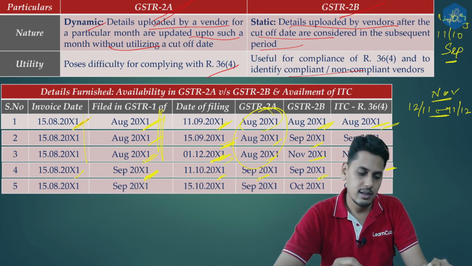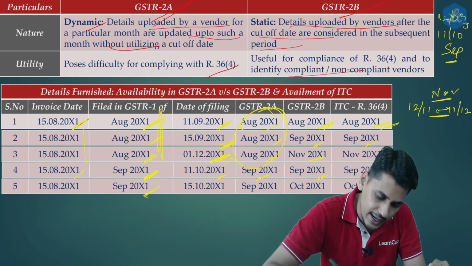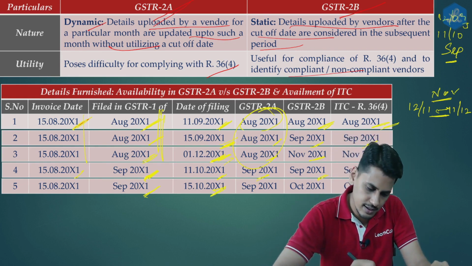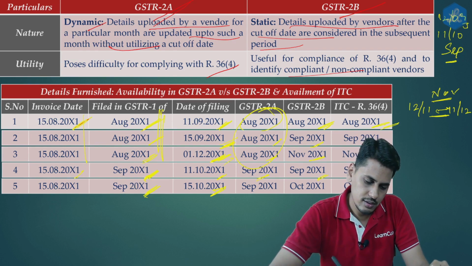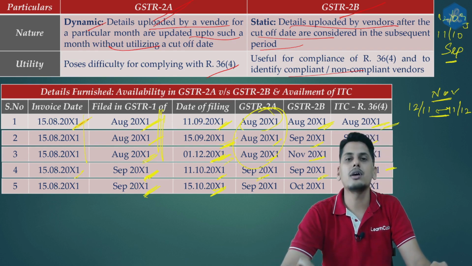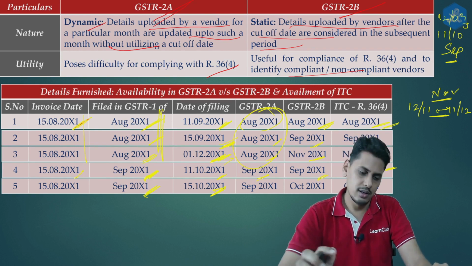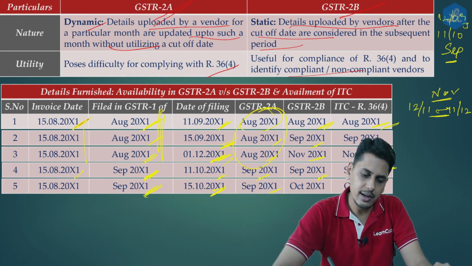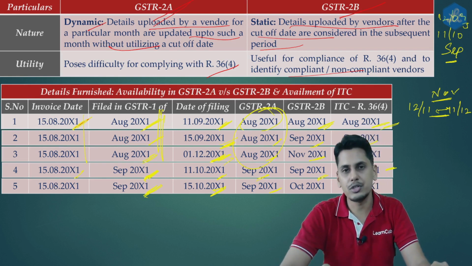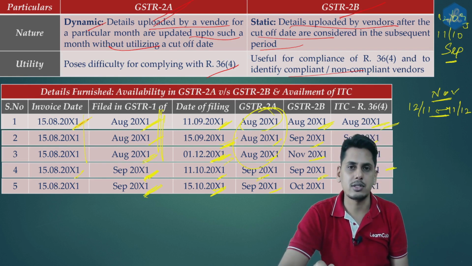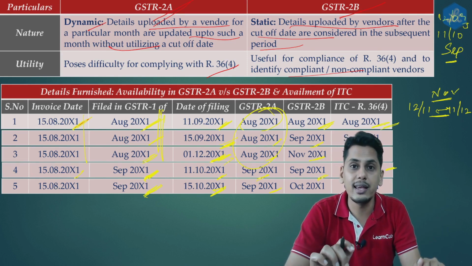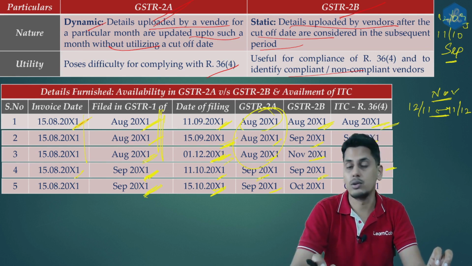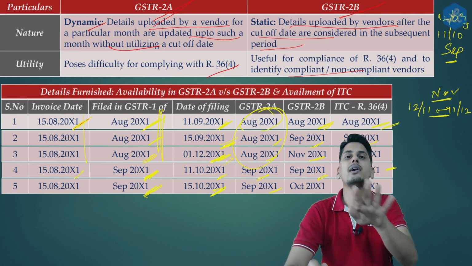Invoice dated 15th of August, omitted to be filed in August month's GSTR 1. It is included in GSTR 1 of September, which is filed on 15th of October. First question, very simple. It was filed in GSTR 1 of September. It will appear in 2A of September. Now we have to check whether it will appear in 2B of September also. Friends, to appear in 2B of September, September month's return should have been filed by 11th of October. Is it done? No. Agreed. It will not appear in 2B of September.